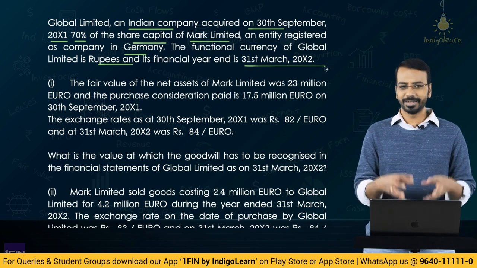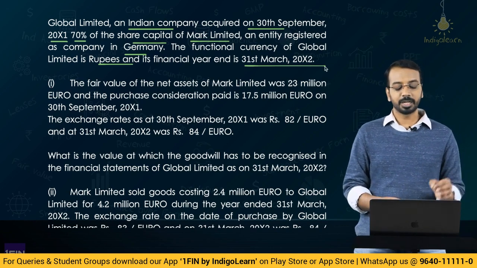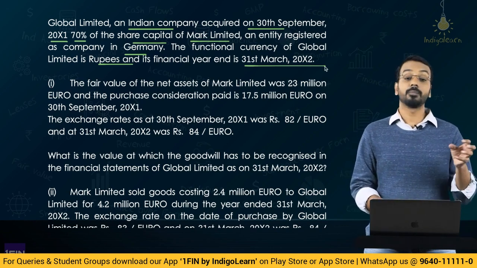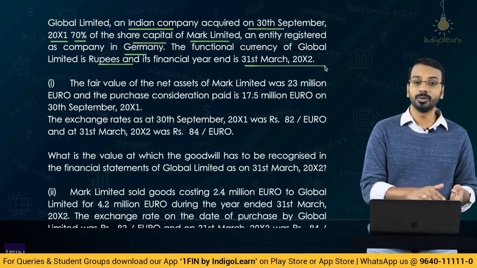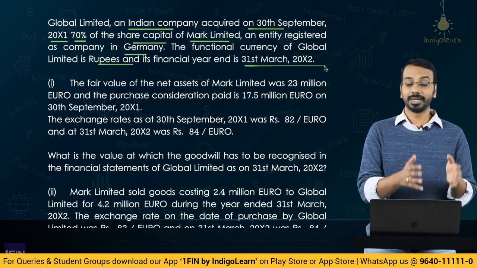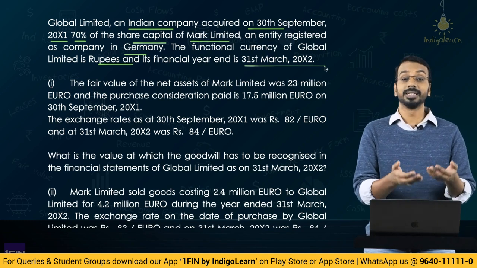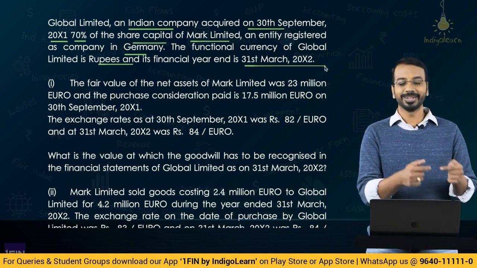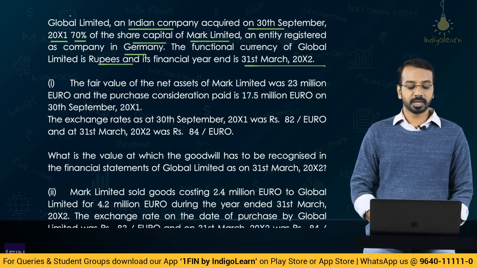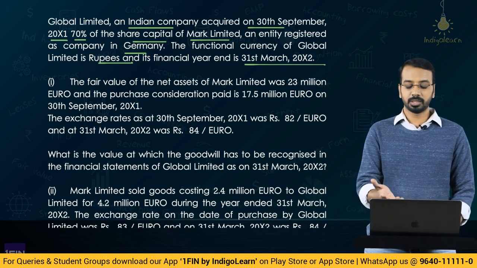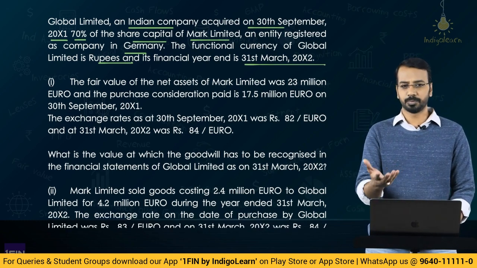So, simple thing, there is an Indian company, they acquired 70% of the share capital of Mark Limited. So, Mark Limited now becomes a subsidiary, but it is not a wholly owned subsidiary. Accordingly, the balances have to be split between the owners of the parent and the non-controlling interest. The functional currency of Global Limited is INR. For the one in Germany, the functional currency is not mentioned, so we can assume it to be euro.